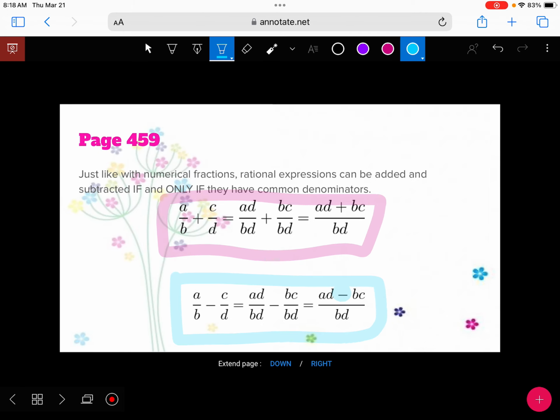Okay, so this is 100% the exact same page we had yesterday. Like it was straight up copy and pasted. This is what we did yesterday where we got to our common denominator and added our numerators. Here we're going to get to our common denominator and subtract our numerators. That is all we're doing with this, okay? So we got to get to our common denominator, and then we simplify our numerator.